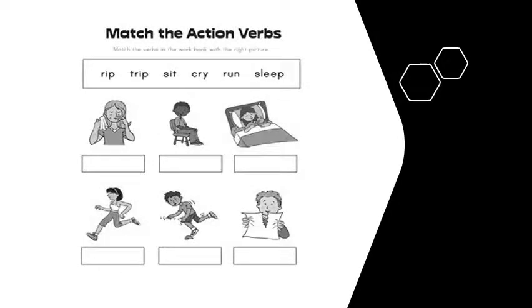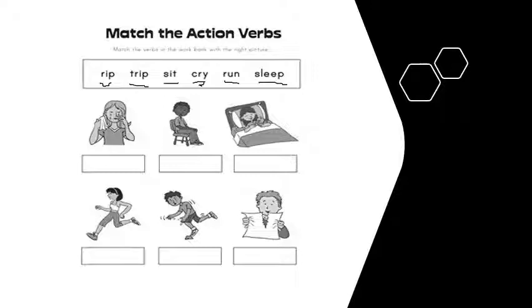Here in this worksheet you have to match the action verbs. Now I'll read it. This is rip. What is this? Rip. Okay, rip. What is this? Rip. Trip. Sit. Cry. Run. Sleep. Okay, again, rip, trip, sit, cry, sleep, run.